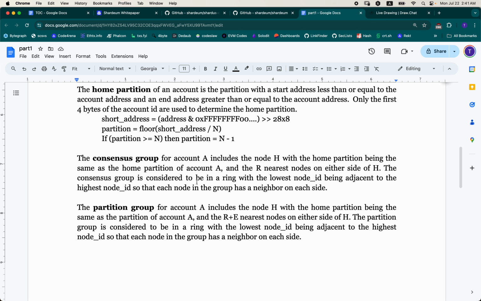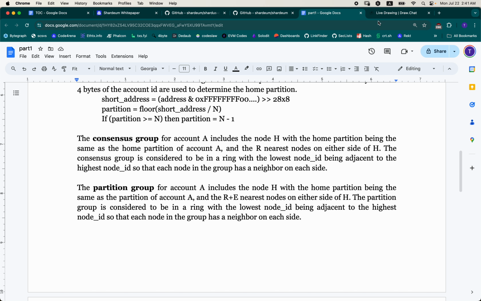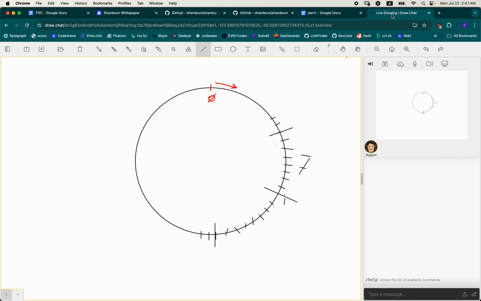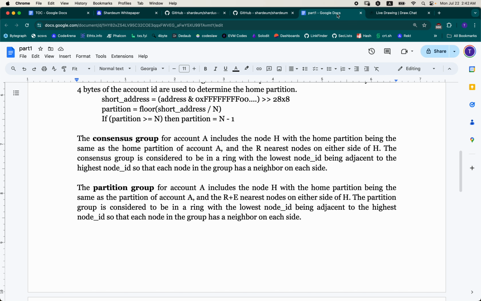The consensus group is a ring, with the lowest adjacent to the highest node in the group. The partition group for account A includes the node H with the home partition being the same as the partition of account A. So the consensus group does not include the edge nodes, right? But the partition group includes the edge nodes.